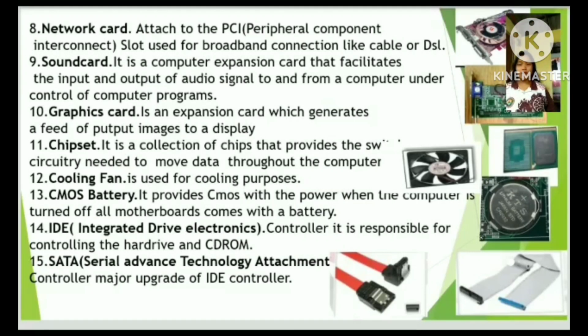SATA, or Serial Advanced Technology Attachment. Controller: a major upgrade of the IDE controller, it is a command and transport protocol that defines how data is transferred between a computer, motherboard, and mass storage devices, such as hard disk devices, optical devices, and solid-state devices.